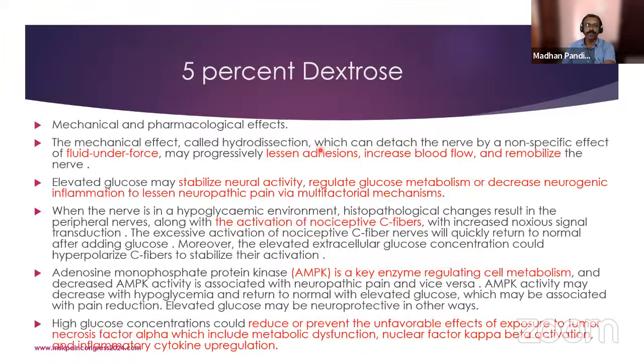Now, anyone would ask this question: what is the role of 5% dextrose? It has both mechanical and pharmacological effects. The mechanical effect is that it is a fluid under force which lessens the adhesions and improves the blood flow. The increase in local glucose causes stabilization of neural activity, regulates the glucose metabolism and lessens the neuropathic pain. There are multifactorial reasons why 5% dextrose can be used, and I'm not going to explain all of them. So it has both mechanical and pharmacological effects to reduce the entrapment of the median nerve.